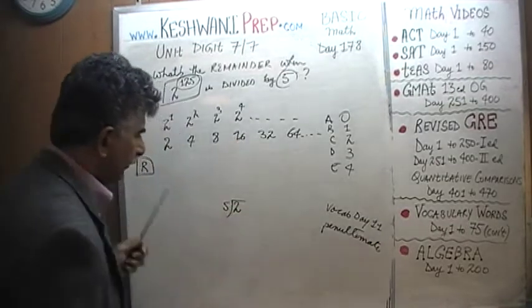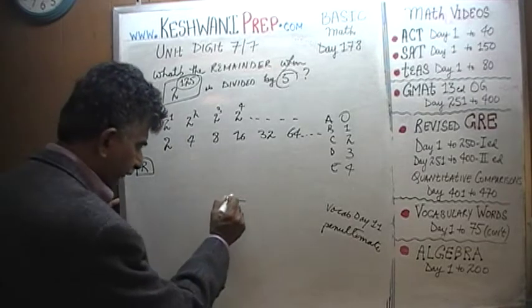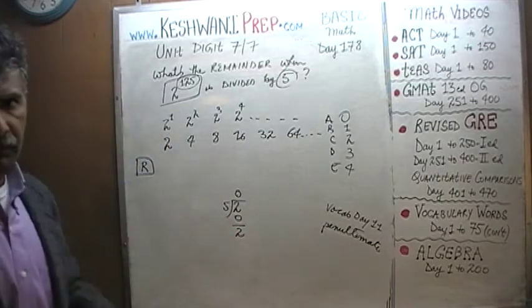When we divide 2 by 5, what? 2 has no 5s in it. 2 is too small to have any 5. It has 0 5s. 5 times 0 is 0, and the remainder is 2. In other words, 2 doesn't do anything.